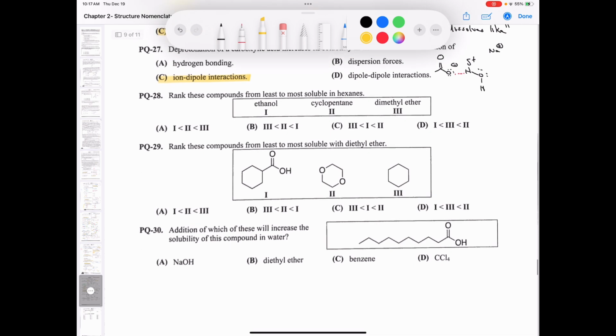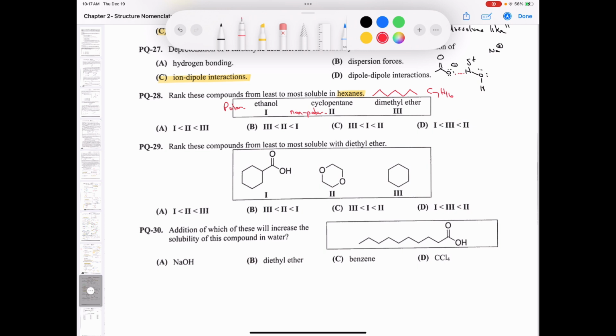All right, rank these compounds from least to most soluble in hexane. Well, hexane is a hydrocarbon, right? It's just a straight 1, 2, 3, 4, 5, 6, 7 carbon hydrocarbon. Its formula is C7H16. It's completely nonpolar. And so if we look at these compounds, ethanol is a polar compound. So if we obey the axiom like dissolves like, ethanol is not going to be very soluble in hexane. Then we have cyclopentane, and cyclopentane is a hydrocarbon, and so it is completely nonpolar, okay?